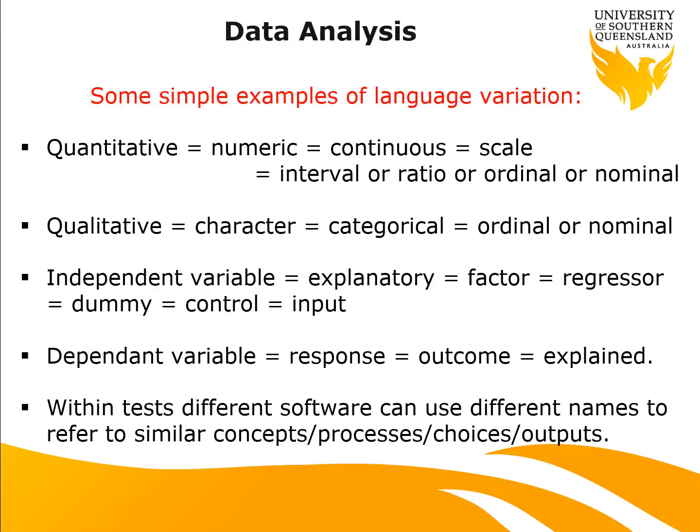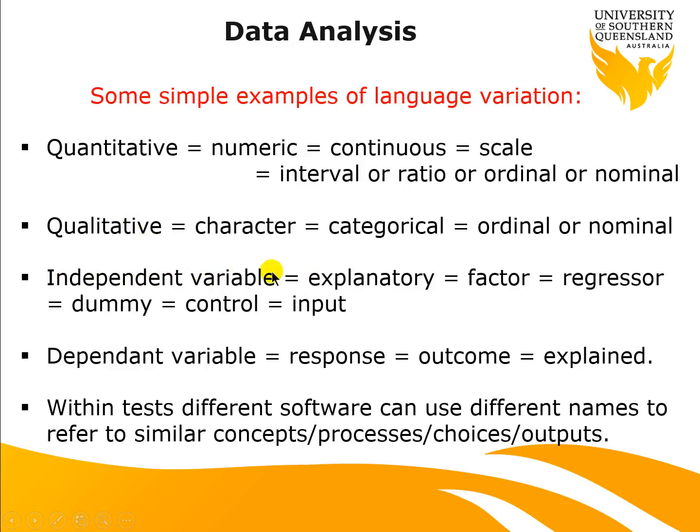Just some simple examples. When we refer to quantitative data, that's often referred to as numeric or continuous or scale or interval or ratio or ordinal or nominal data. Interval, ratio, ordinal and nominal data are not all the same thing, but all of them are quantitative. So it can get a little bit confusing. Qualitative can be character or categorical or ordinal and nominal. Again, ordinal and nominal can be quantitative, but they can also be qualitative.